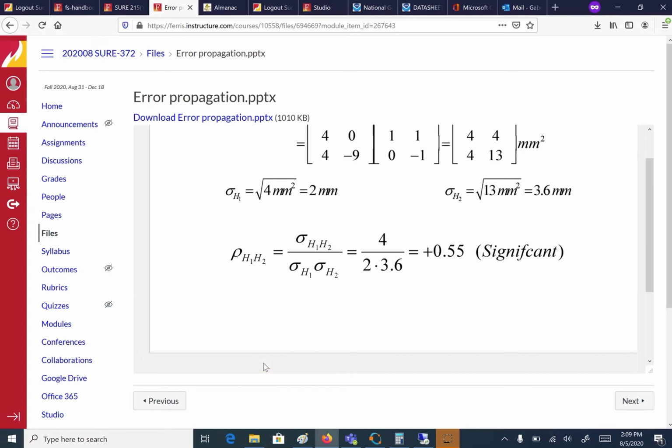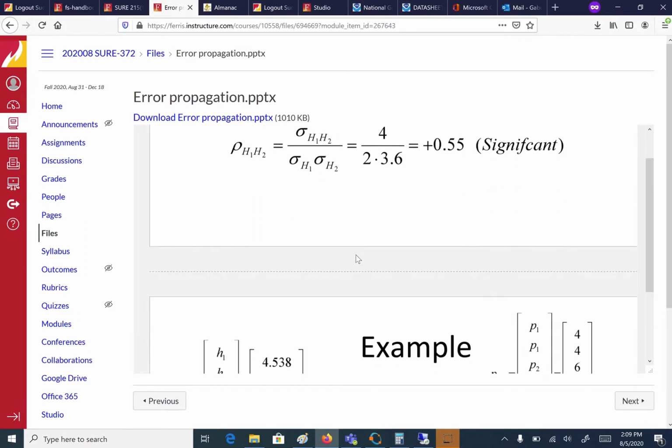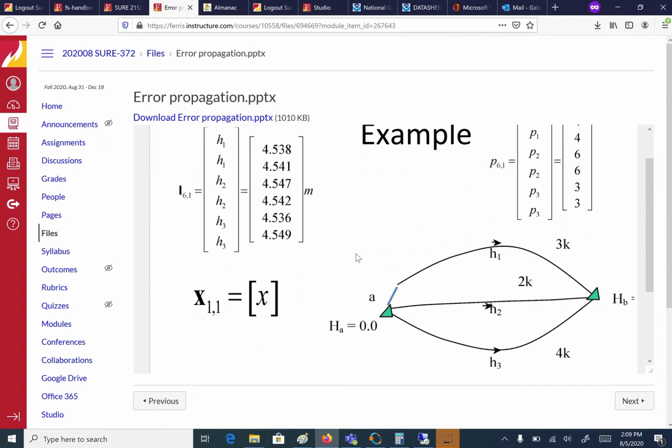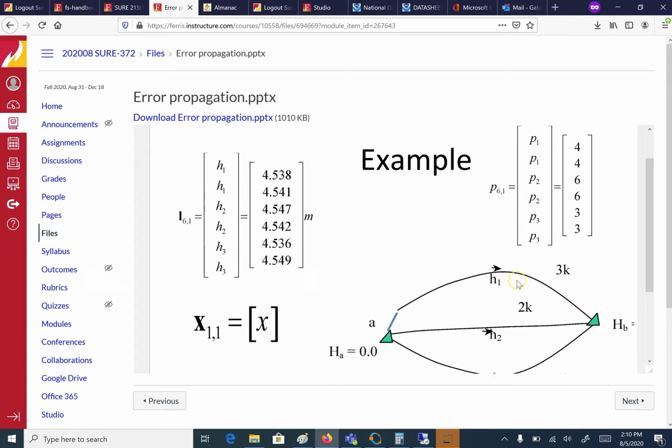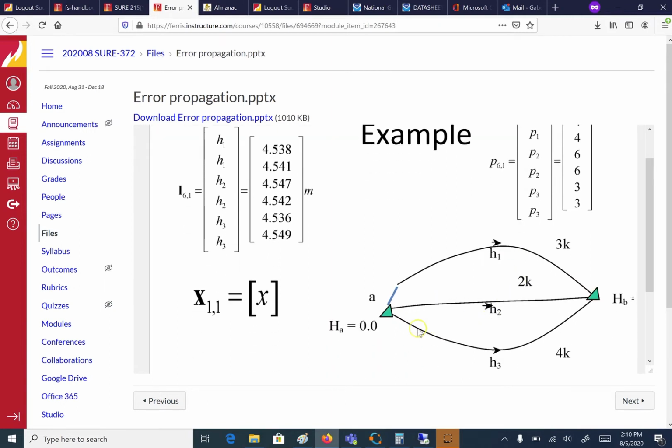So now that the basics are covered in both least squares and error propagation, let's do a version of least squares that's called weighted least squares. Over here we've got 3 leveling routes between a benchmark and unknown point. This is 3 kilometers long, 2 kilometers long, and 4 kilometers long.